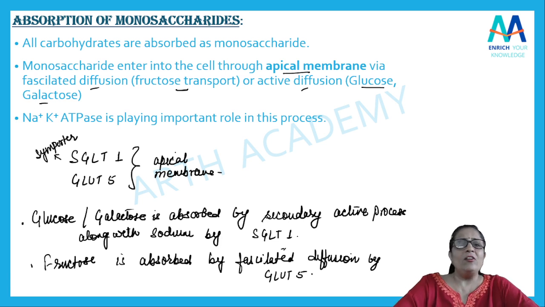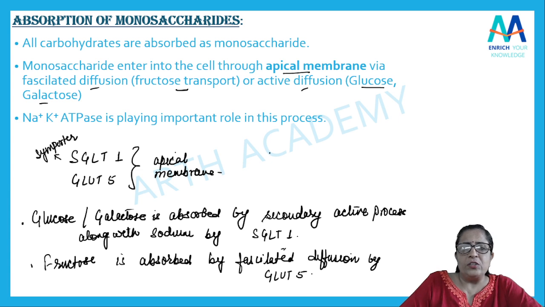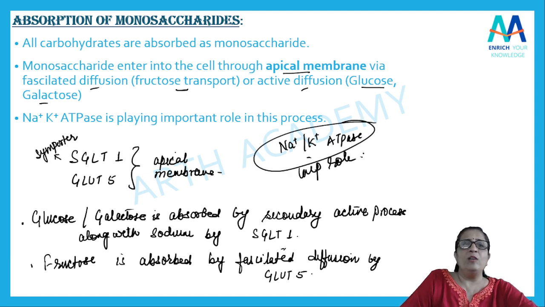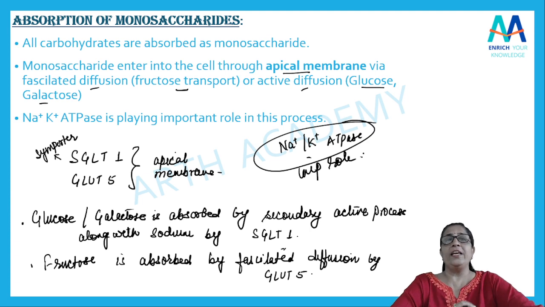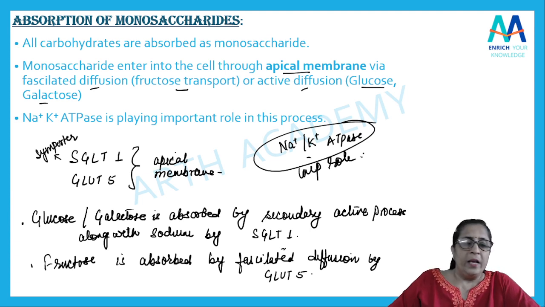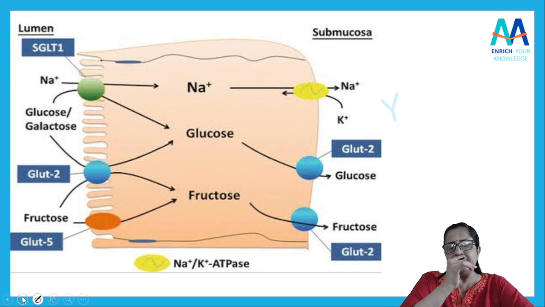Now there is one more, which is called sodium potassium ATPase. Sodium potassium ATPase is also there, which plays a very important role in the absorption of monosaccharides. What role does it play? How are we saying that it is playing an important role? Now listen, I'll explain it with the figure only. You can see here. Just a minute. Yeah, you can see this one.